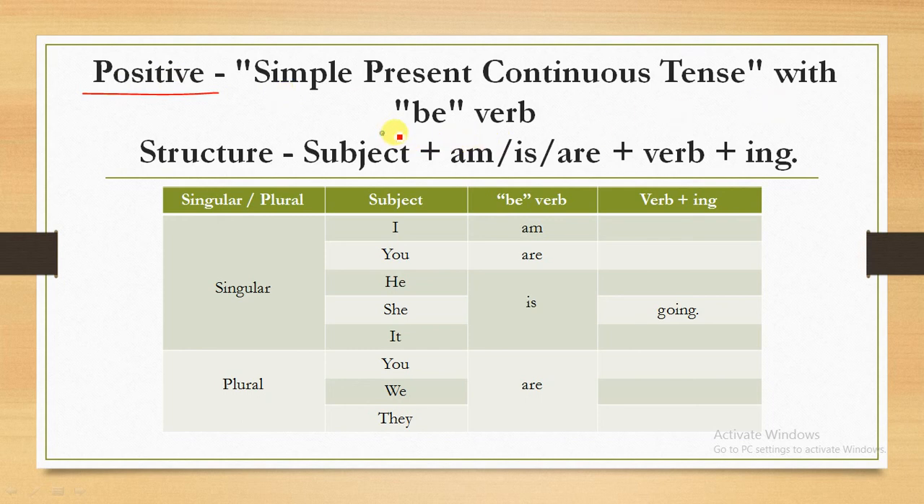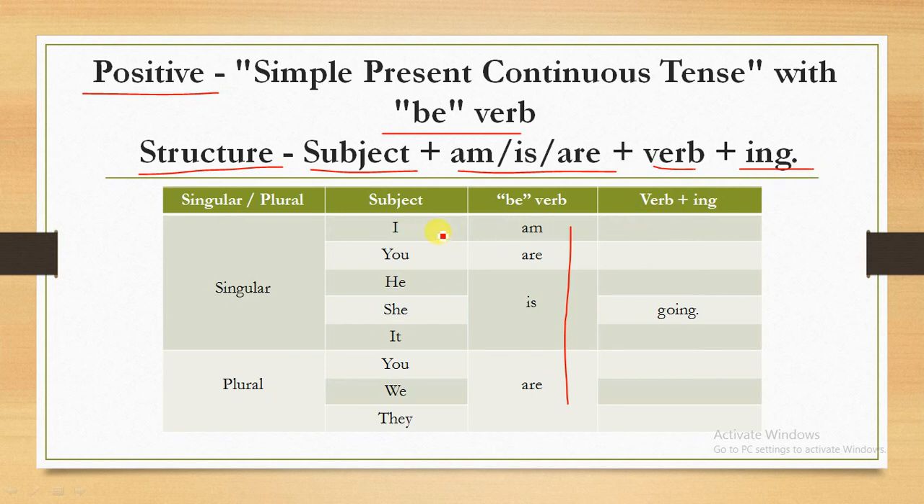So first of all we'll see how we create positive sentences in the simple present continuous tense with the help of the be verb. Be verb means nothing but am, is, are. First we will see the structure. To make positive sentences with the help of the be verb, we use subject plus am, is, are plus verb plus ing.